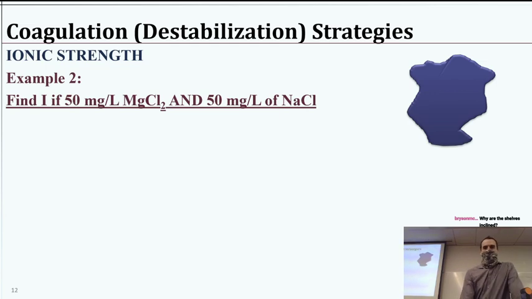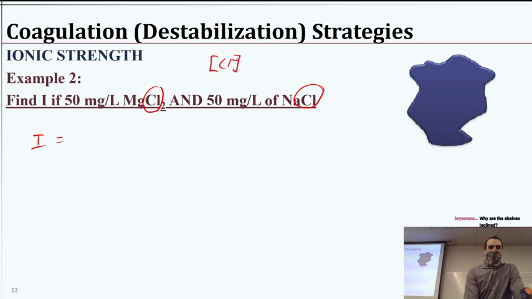And a follow-up example, if we take the ionic strength, and I'll write out the equation here. So a second example to follow up, basically find the ionic strength. If we have a similar case, except 50 milligrams per liter of the magnesium chloride added to 50 milligrams per liter of NaCl. The point here is we have two different sources of Cl, but only one concentration of Cl.